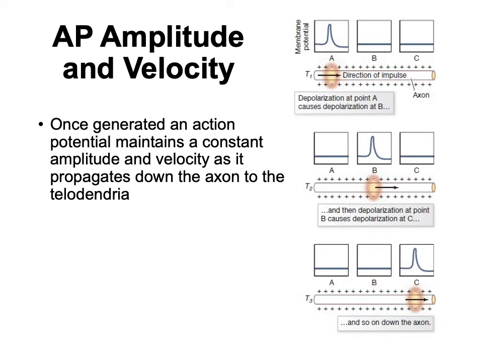Action potential, amplitude, and velocity. Once generated, an action potential maintains its constant amplitude and velocity as it propagates down the axon all the way to the telodendria.